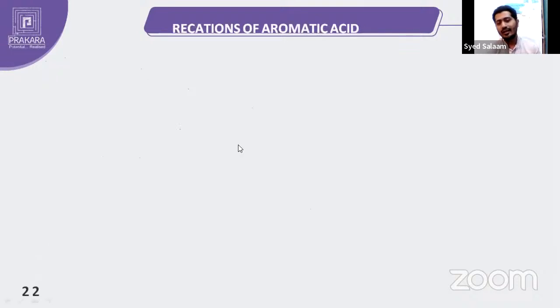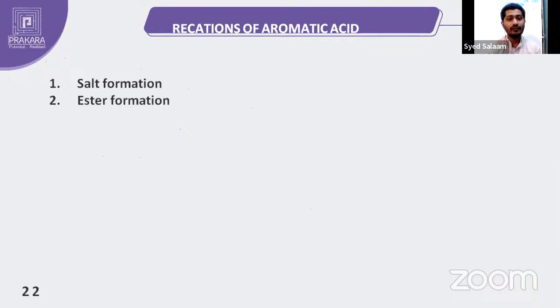Going to the reactions, how will benzoic acid react and what are the various important reactions? As we know, it is an acid, so we have a basic neutralization reaction. Whenever an acid reacts with a base, it forms a salt. So being an acid, benzoic acid also undergoes neutralization; when it reacts with the base, it gives the salt. Likewise, esterification: when a carboxylic acid reacts with alcohols, they form an ester.